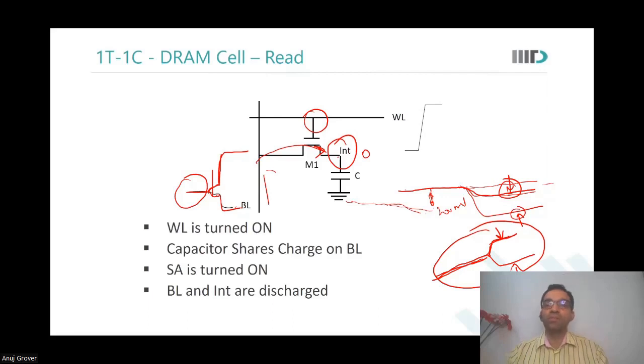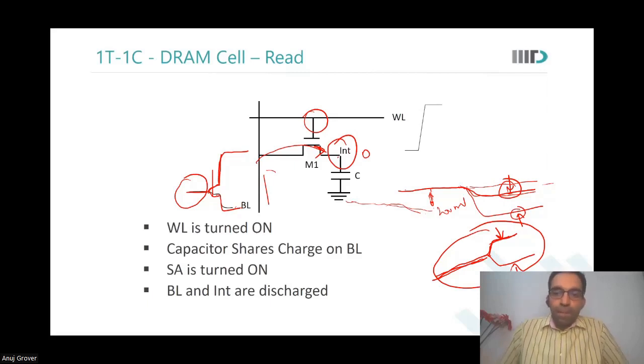Can you do something else? Think of assist schemes that we used in SRAMs. Can you do something like that over here? What did the assist schemes do? Sir, can we have WL at VDD plus VTH? Yes, so we can overdrive the word line. If we overdrive the word line, what happens? Sir, then the VTH drop will be compensated. Yes, the drop gets compensated.